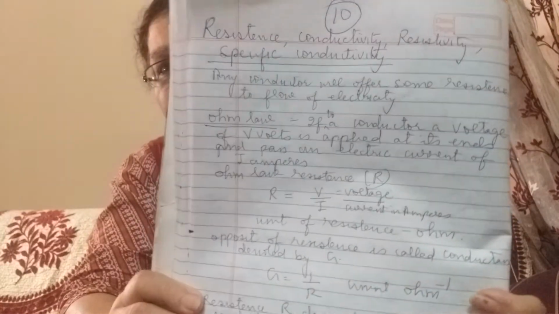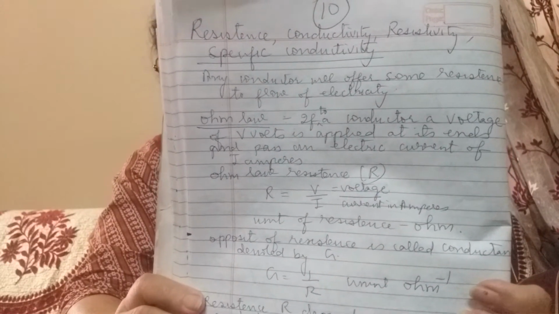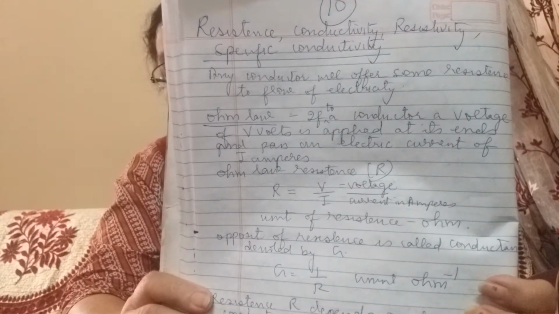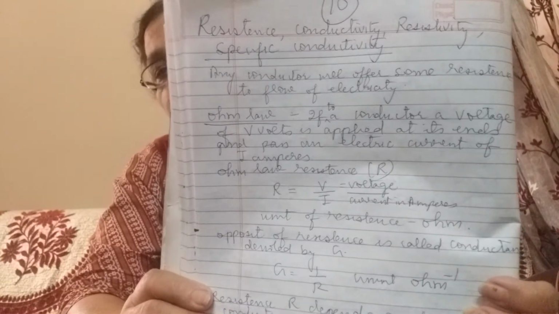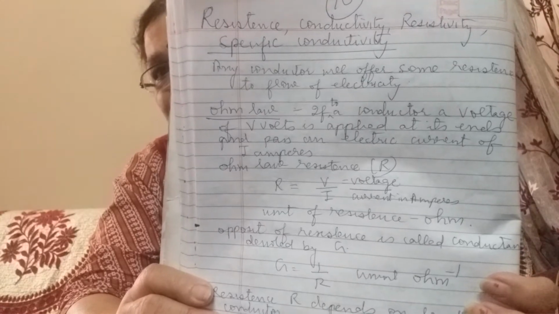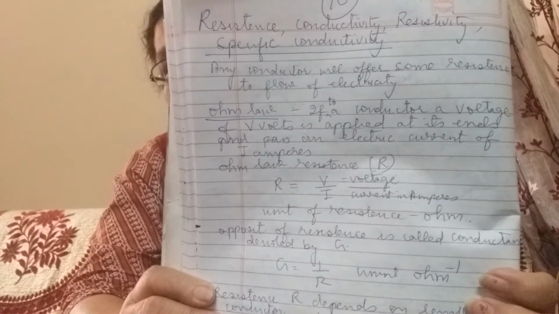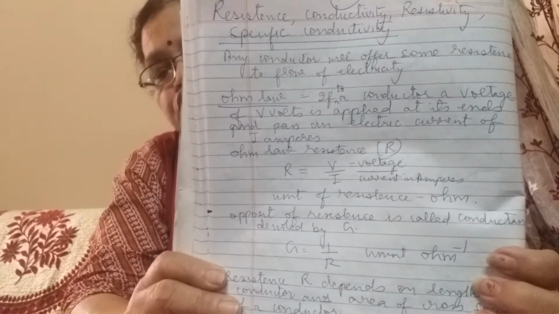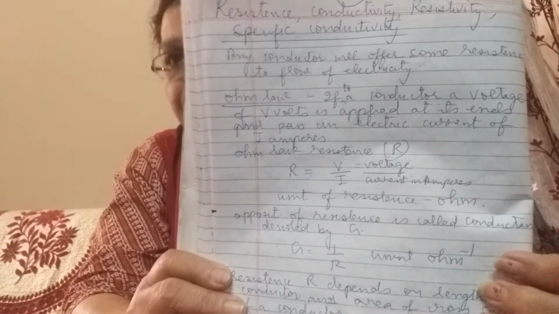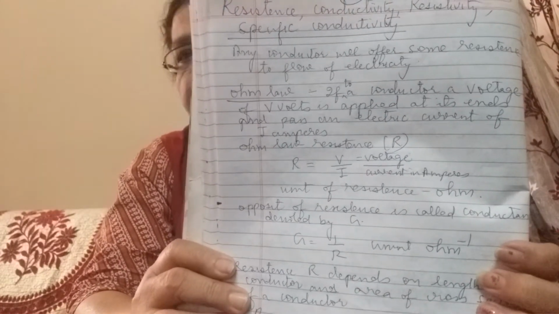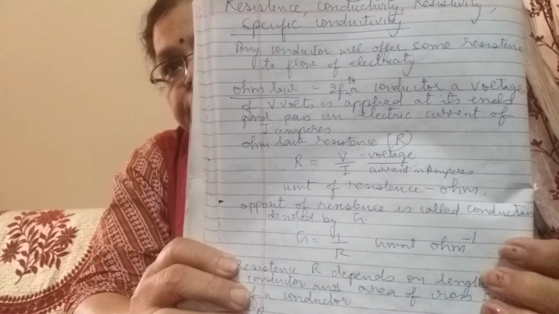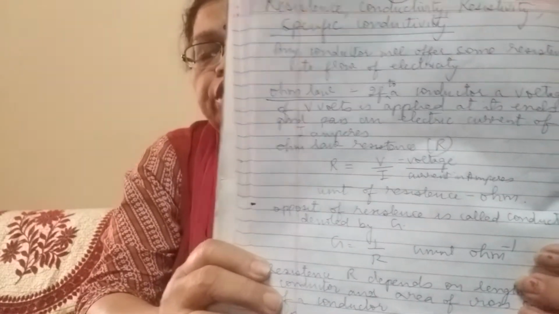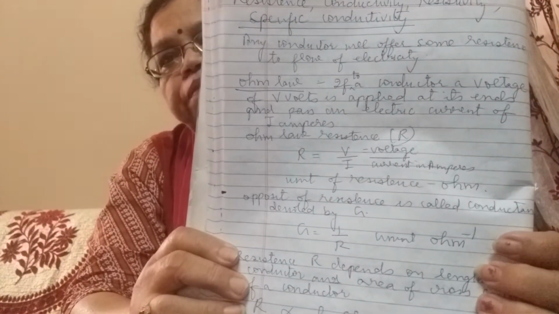If you can very clearly see, I have a conductor. If I apply a voltage of V volts passing a current of I amperes, according to Ohm's law, the resistance R will be given by V by I. Opposite of resistance is conductance, and that conductance is denoted by G. The unit of G will be ohm inverse. Unit of resistance is ohm. So unit of G, that is conductance, will be ohm inverse.